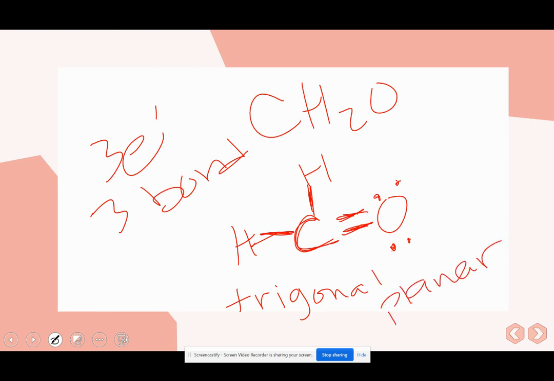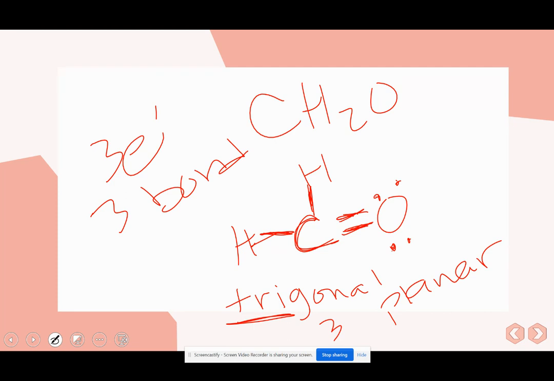And again, this was shown in the Edpuzzle y'all did last week if you need to go back and look at it for help. So there's your example of trigonal planar. 3 and 3. 3 areas of electron, 3 bonded. When you had 4 and 4, when you had 4 areas of electron and 4 were bonded, you had tetrahedral. Okay, and think about this. Tri is 3.